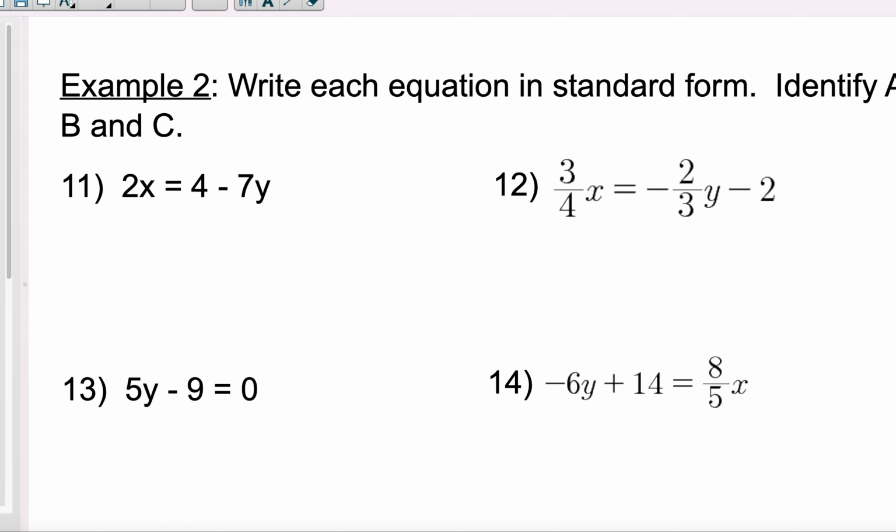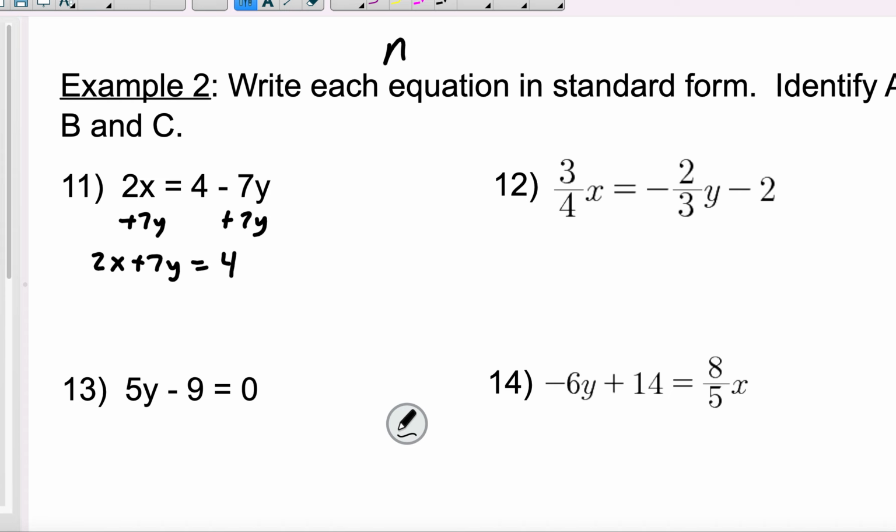All right, we have got a few other ones here to work through. So this next one here, I'm going to move my X and Y so they're on the same side. So I'm going to bring my 7Y over here. I get 2X plus 7Y equals 4. So there it is in that AX plus BY equals C form.